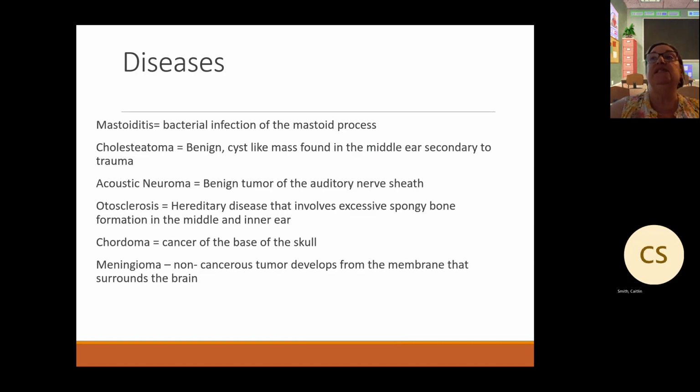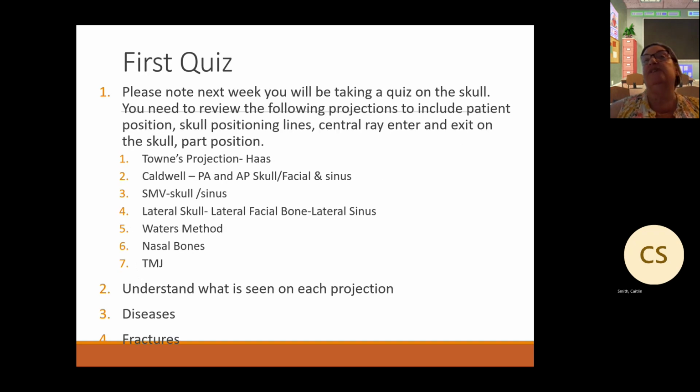Now, you also have to know the diseases. So we have them here. I have them all listed that you'll need to know. There's just a few of them.